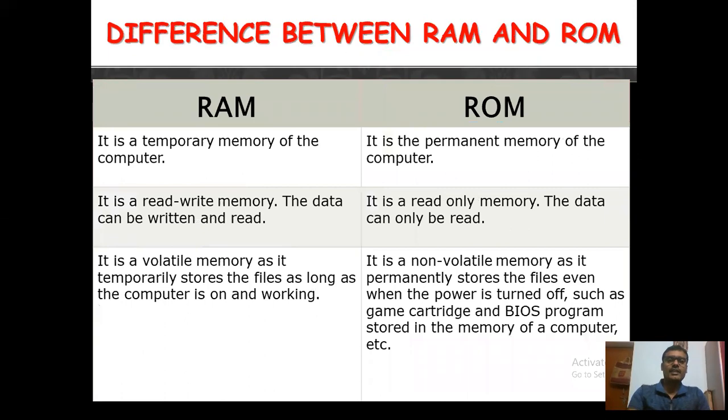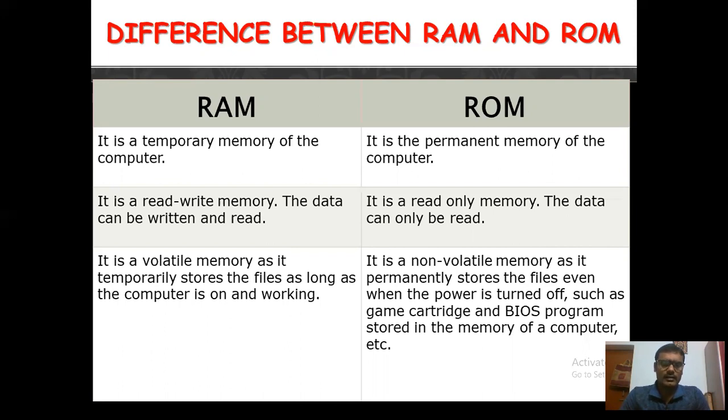So coming to the difference between RAM and ROM. RAM is a temporary memory while ROM is a permanent memory. Second, RAM is a read-write memory. Data can be written and read. ROM is a read-only memory. Data can only be read. Data cannot be written in ROM.